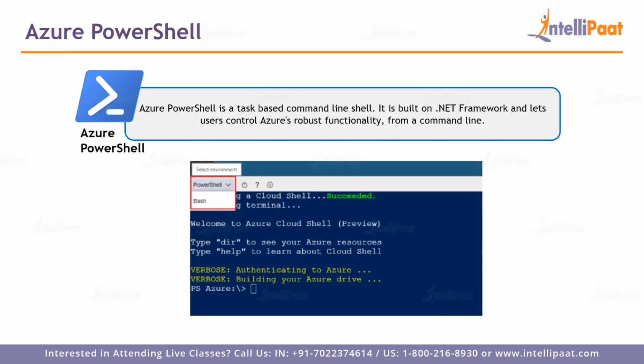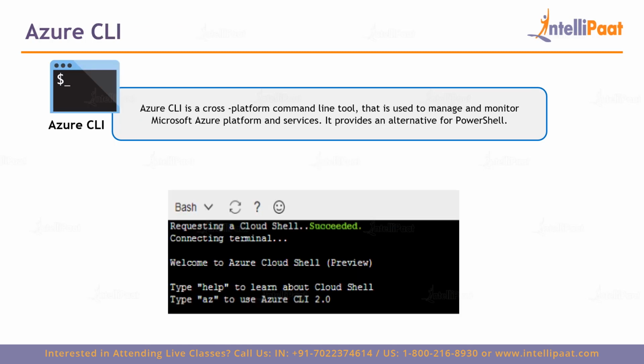And then coming to PowerShell. To log into PowerShell, you will have to authenticate to it. It is built on the .NET framework and lets users control Azure's robust functionality from the command line. You should have PowerShell first. You'll have it in your Windows system or you'll have to install it. After that, you should connect with your Azure account. We'll see that later. Then Azure CLI, again, this is like PowerShell.